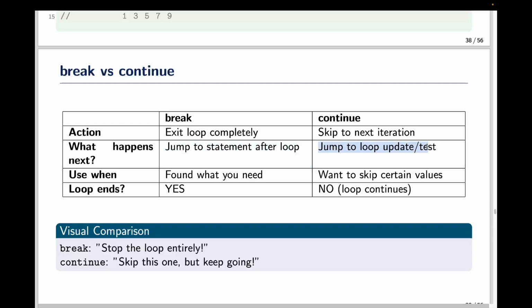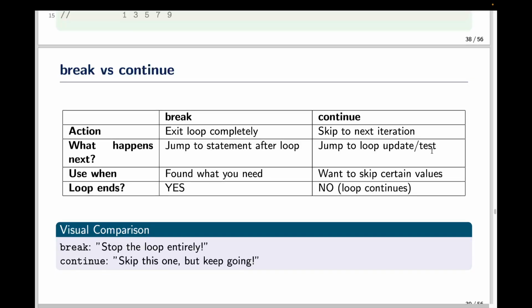If you have a continue statement, that jumps to the loop update or test. So if you have a for loop, it will go to the top of it and test it. If you have a do while loop, then of course it will go to the last point, test it, and then go back.